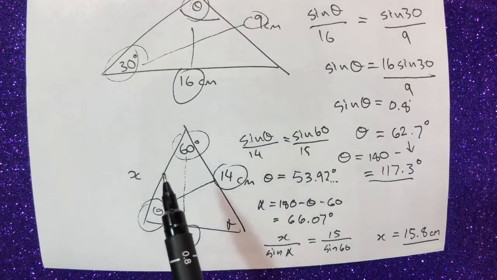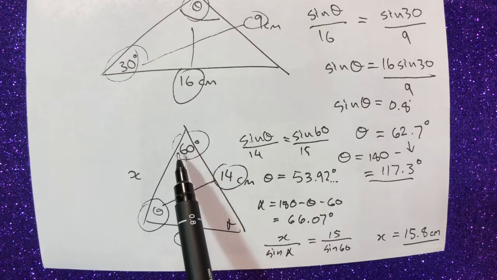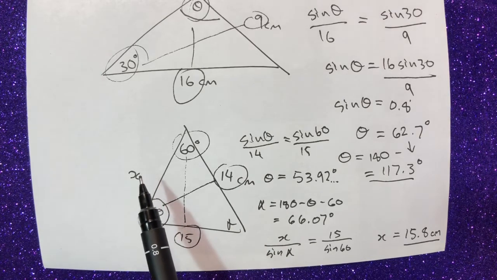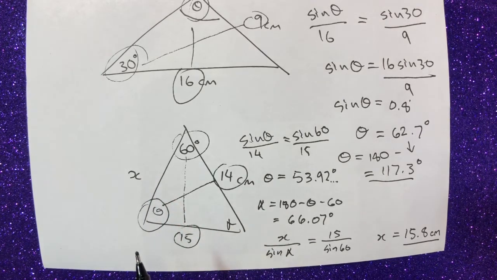I'm also happy with that answer because this triangle with a 60 degrees here, the other angles should be similar to that and the sides would all be similar as well. Remember, an equilateral triangle would be 60, 60 and 60. All right, there you go.